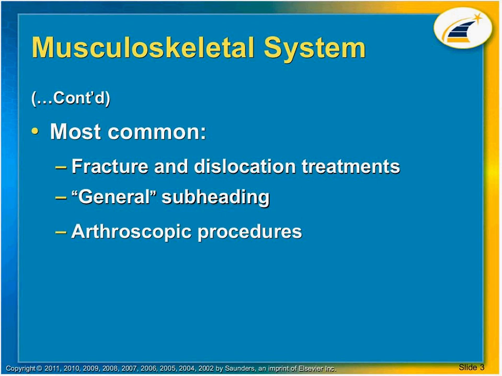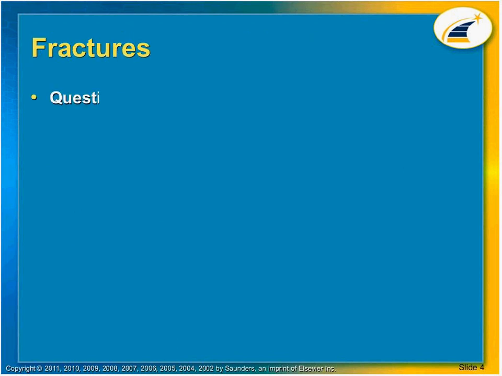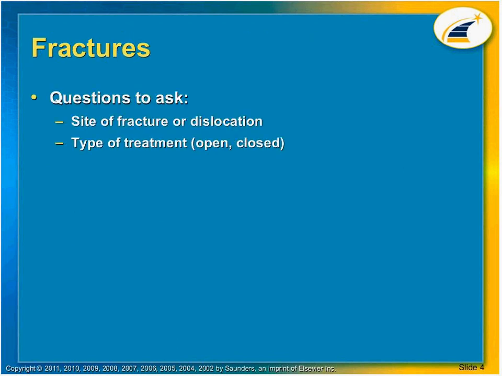Miscellaneous procedures that are not specific to any anatomical site, such as incisions of soft tissues and abscess, wound explorations, biopsies of the muscles and the bones, and casting and strapping. You know that any types of fractures can have a cast or a strapping, or even strains and sprains. So here are things that you ask yourself when you're coding for fractures: the state of the fracture or the dislocation, and the type of treatment, whether it is open or closed.